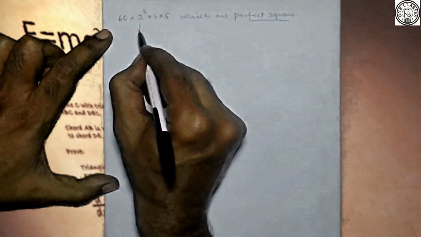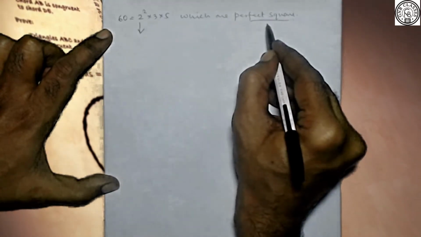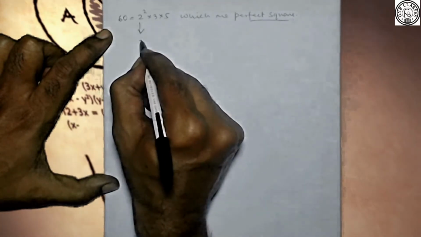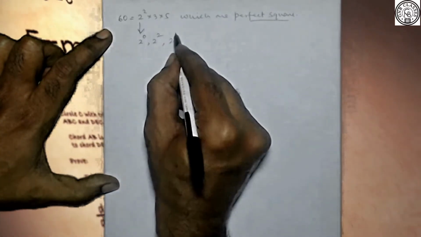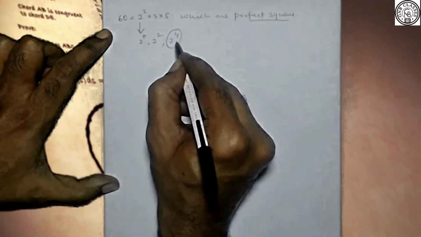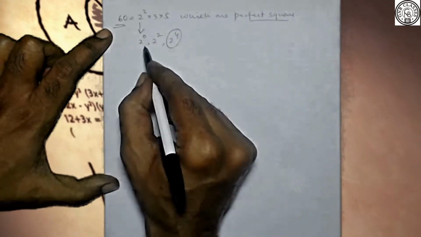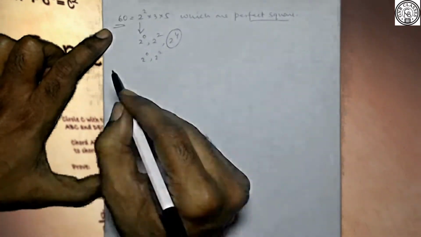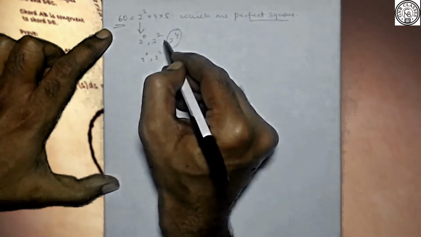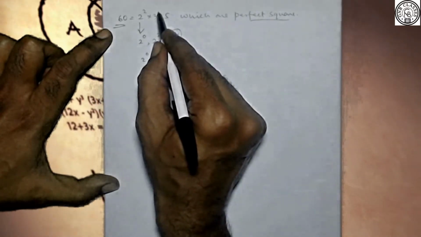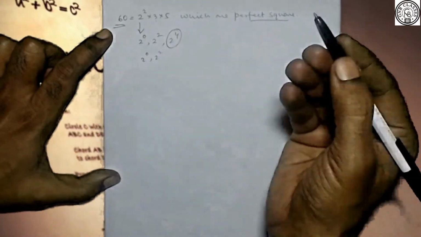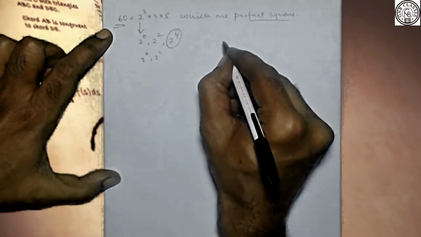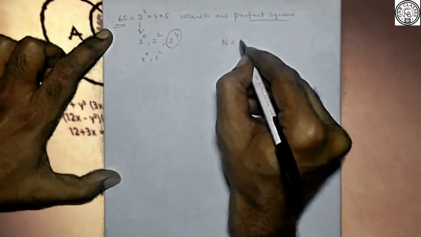If 2 comes in a factor which is a perfect square, it will be either 2 to the power 0 or 2 square, or it can be 2 to the power 4, but there is no scope of taking 2 to the power 4 in this case. So the only options are 2 to the power 0 or 2 square. 3 will not come because 3 cannot come with an even power, as there is no exponent other than 1, and the same for 5.